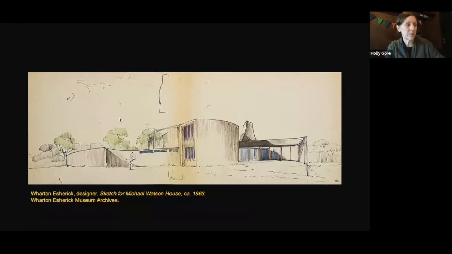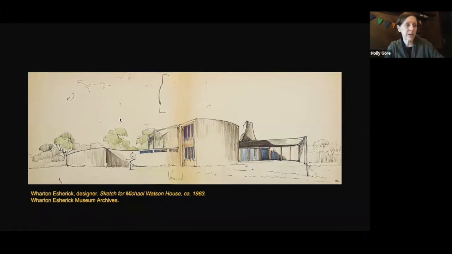So one point of contention was Esherick's fee as a designer, how much he was going to get paid for his part. In typical Morton Esherick fashion, he did not quote Michael Watson a price at the outset. He just said he had no way of knowing the cost. He'd never done anything like this before, and he trusted Michael Watson to pay him fairly.